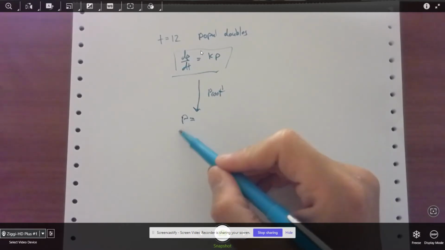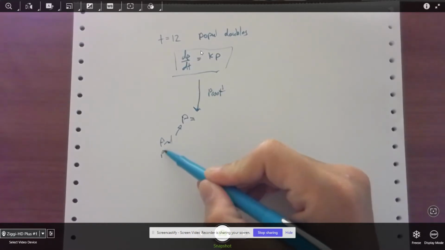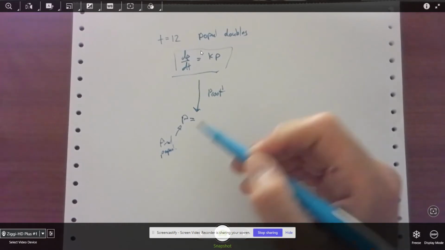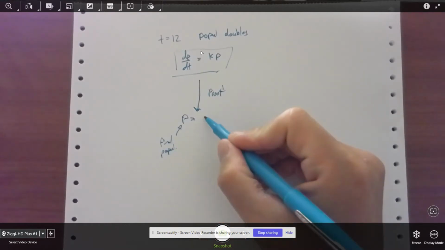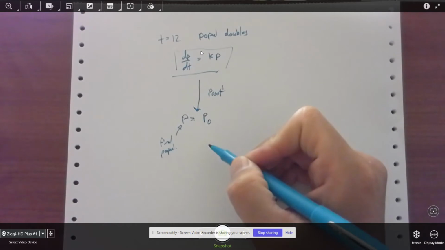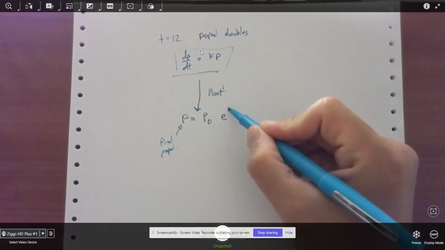This is your overall, or your final population. This is P final. I know that doesn't look like it, it looks like fine, but that's final. That's my weird writing. Final population is equal to your initial population times e to the kt.